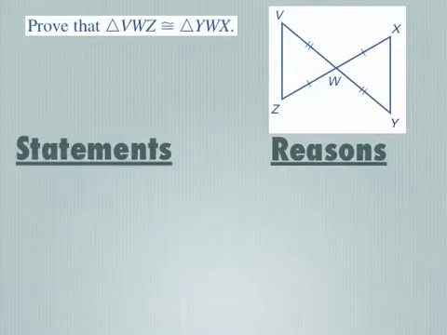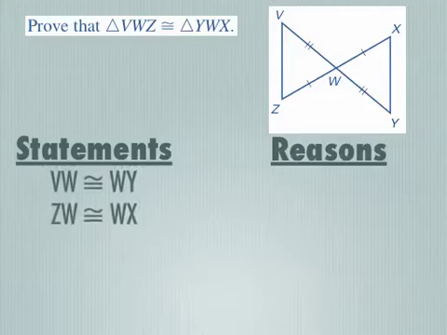This example asks us to prove that triangle VWZ is congruent to triangle YWX. Notice that they've given me that ZW is congruent to WX and that VW is congruent to WY by putting the tick marks on the side lengths. We do not have any information to help us find VZ and XY's lengths and to say that they are congruent, so I'm not going to be able to use the side, side, side.